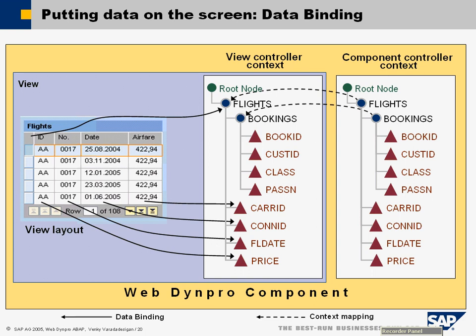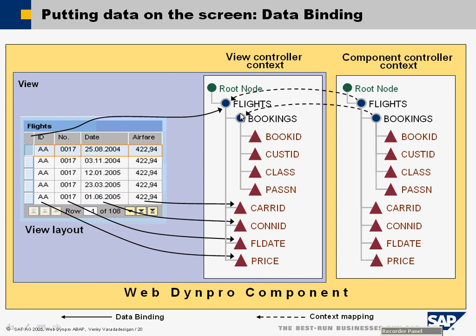So that is data binding. And then there's something called context mapping. You can map the view controller context to the component controller context. So once you bind and then map, the value gets transported automatically and made available on the other end. And remember, it is bidirectional.